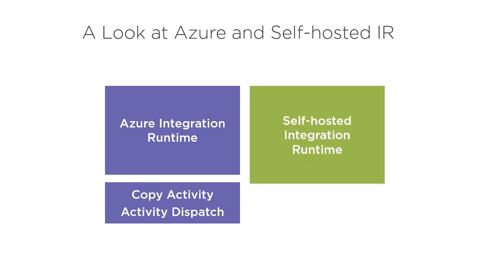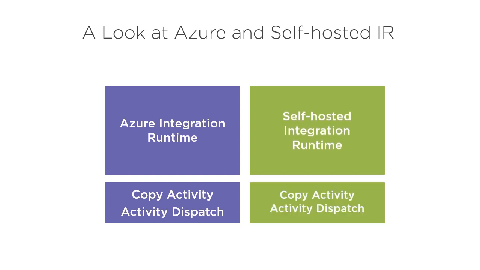The self-hosted integration runtime is software with essentially the same code as the Azure IR, but you install it on an on-premise machine or a virtual machine in a virtual network. A self-hosted IR can run copy activities between a public cloud data store and a data store in a private network, and it can also dispatch transformation activities against compute resources in a private network.